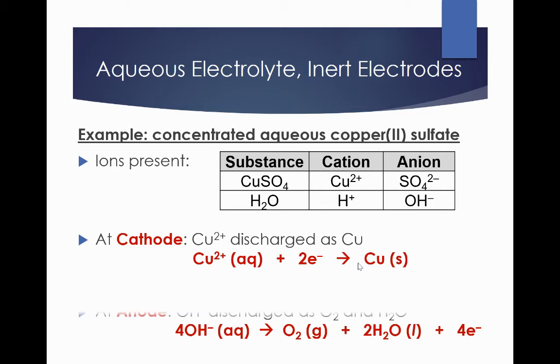And at the anode, between sulfate and hydroxide, even though it is concentrated, remember sulfate ions are never discharged, therefore hydroxide ions are still the ions being discharged as O2 and H2O.